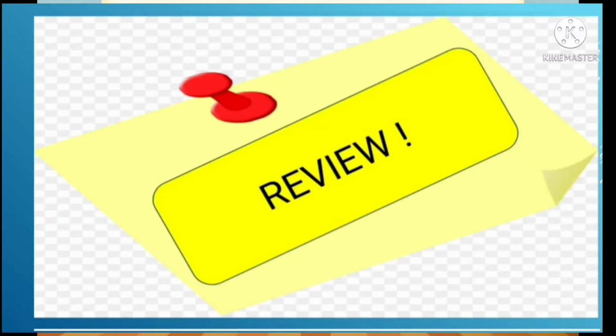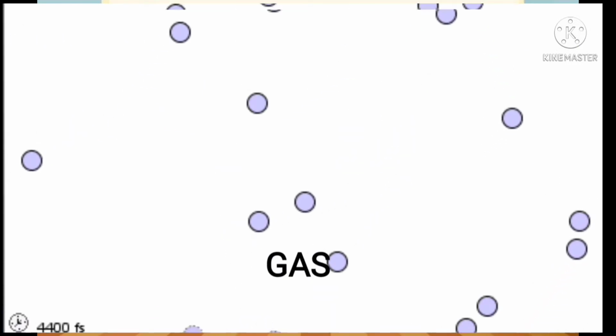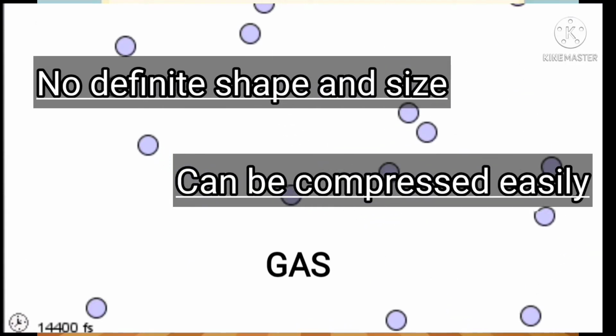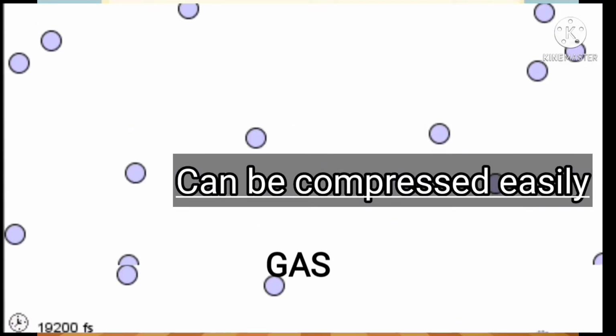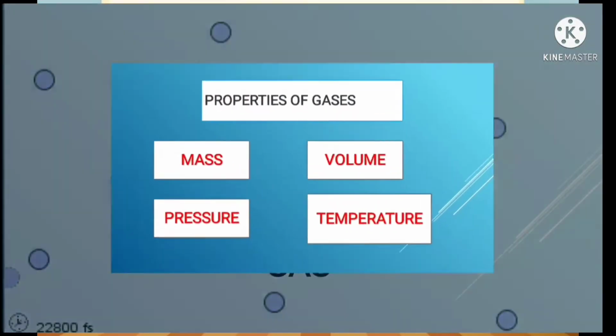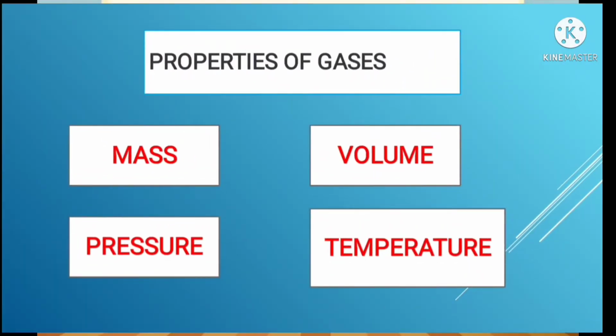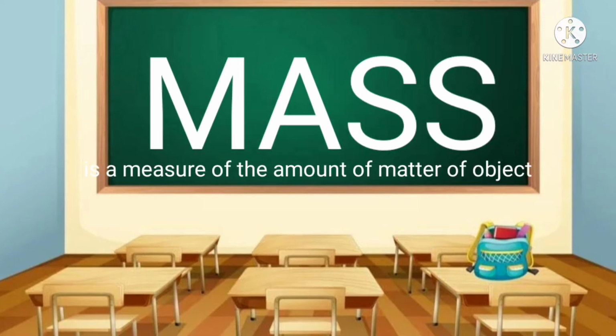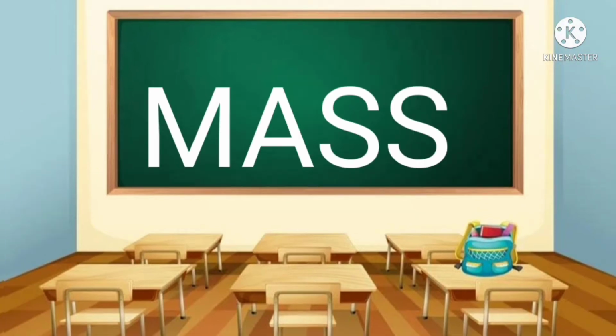You have learned in our previous discussion that gas is one of the phases of matter. It has no definite shape and size, and it can be compressed easily. We also talked about the properties of gases, which include mass, volume, temperature, and pressure. Can someone recall what is mass? Very good. The amount of gas or its mass could be expressed in moles or grams, and the mass of gases is negligible.